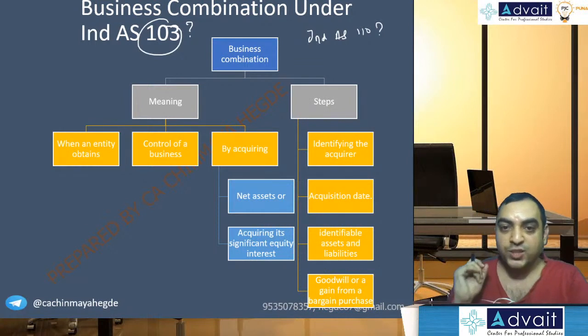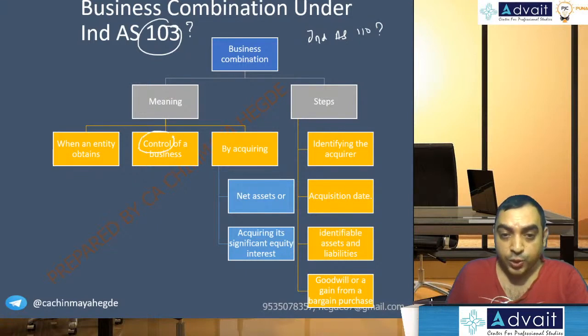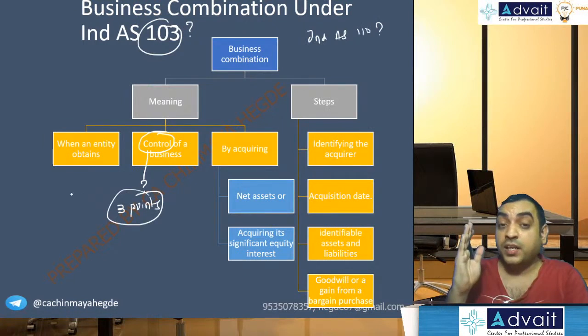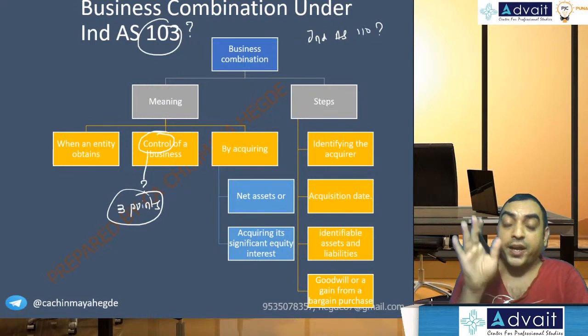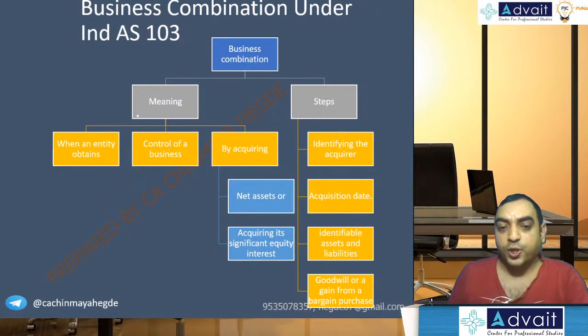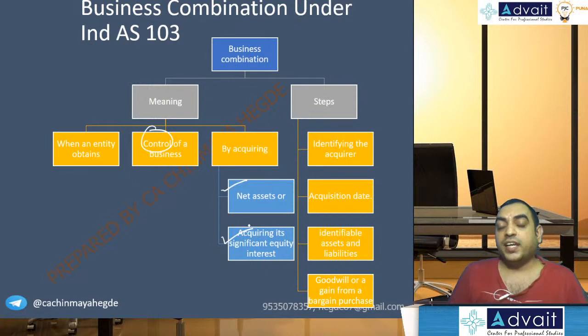Okay, let us move on to Ind AS 103 now, business combination. Whenever an entity obtains control, what is control? I talked about 3 points yesterday: variable return, power over the investee, and the link between the power and the returns. Those things you have to get as control, by acquiring net assets or by acquiring its significant equity interest.